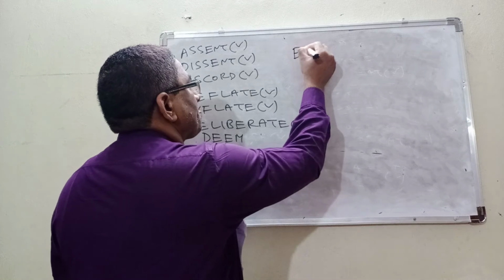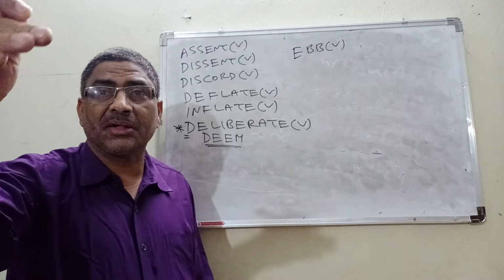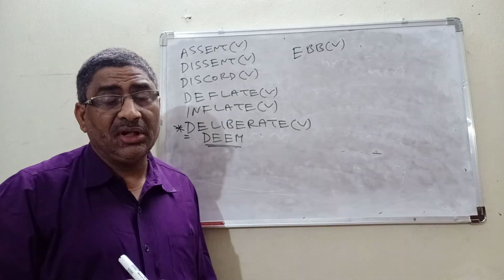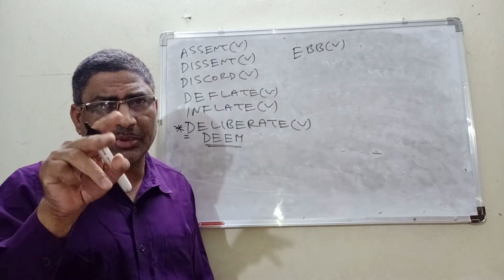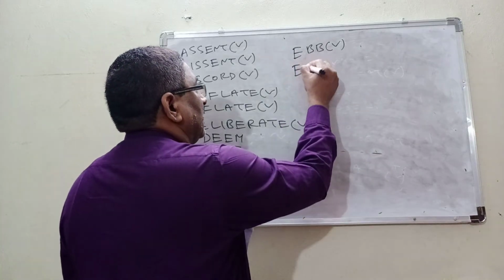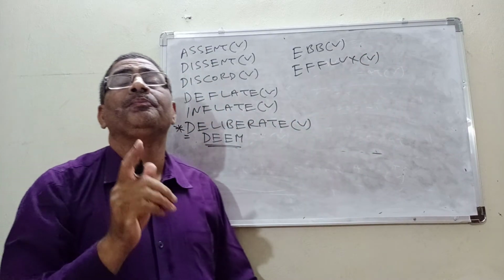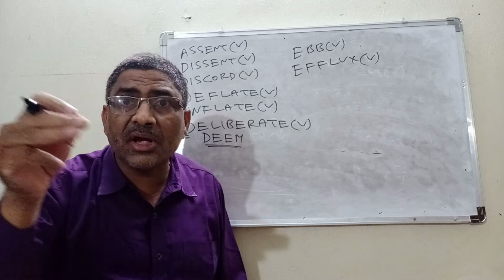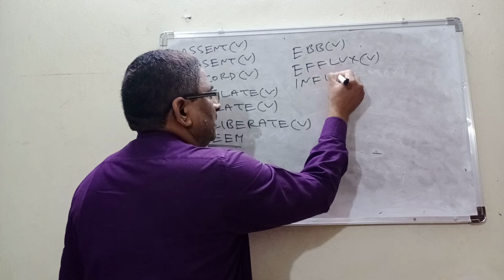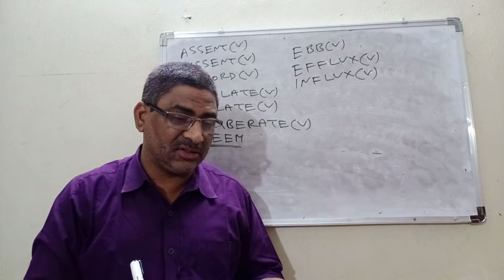Ebb and tide. Ebb meaning is to go back. Tide meaning is to come forward. If you go into English grammar, there is a standard quotation called ebb and tide. Ebb and tide is a pair of nouns. So ebb means to go back. E-F-F-L-U-X. Efflux. Efflux meaning is flow. Efflux meaning is to flow outside. To flow outside is called efflux. I-N-F-L-U-X. Influx. To flow inside is called influx.